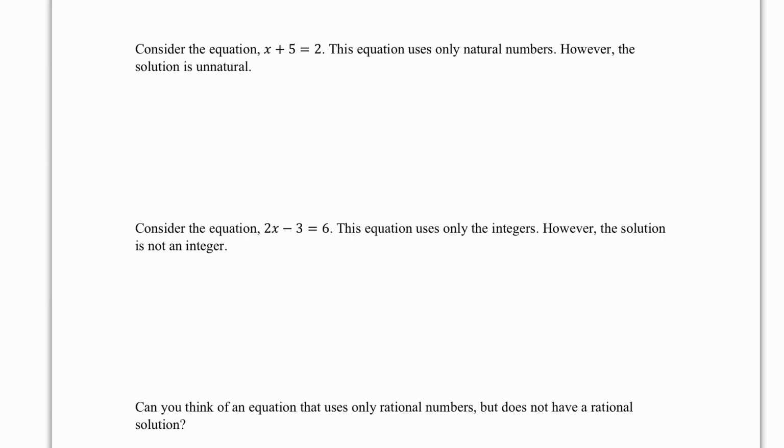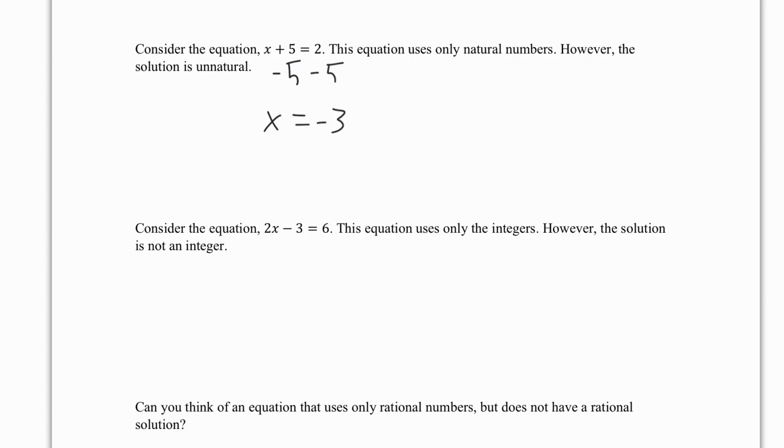Now consider the equation x plus 5 equals 2. This equation uses only natural numbers, but the solution is unnatural. If we were to solve this, we have to subtract 5 from both sides, and you get x equal to negative 3. Notice we had to go to the integers. It was no longer a natural number.